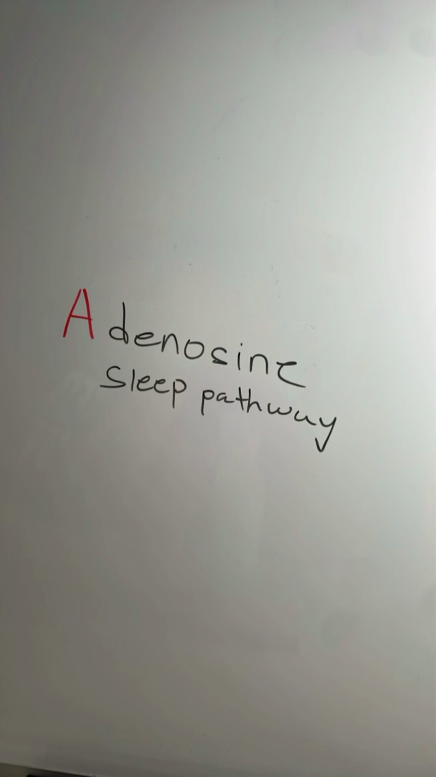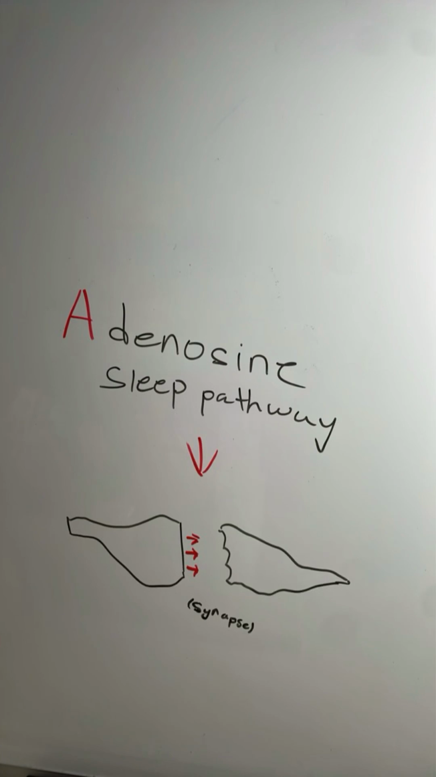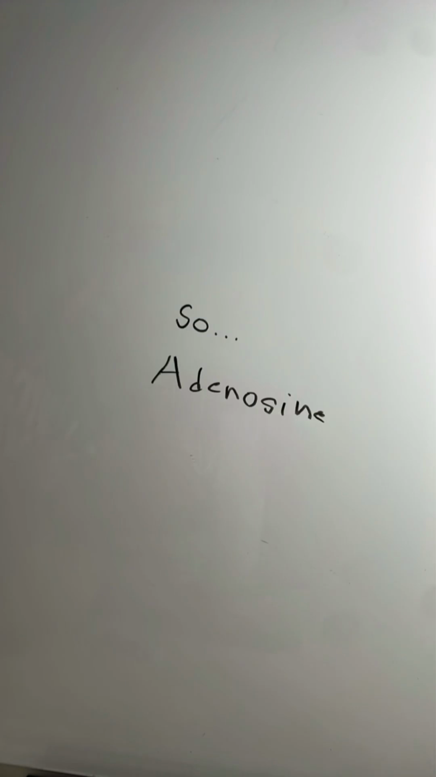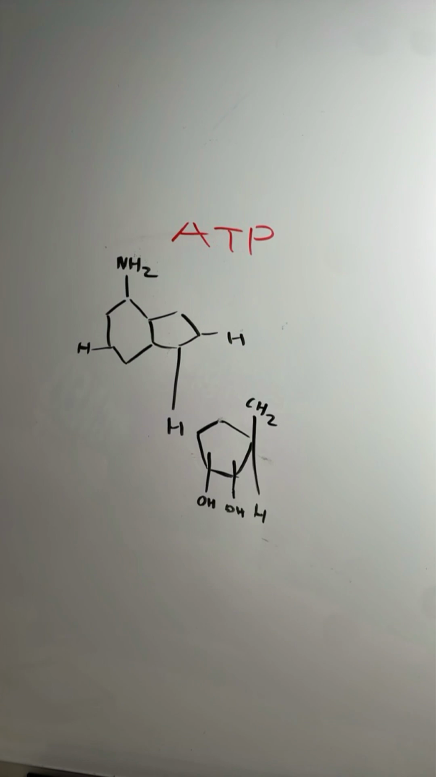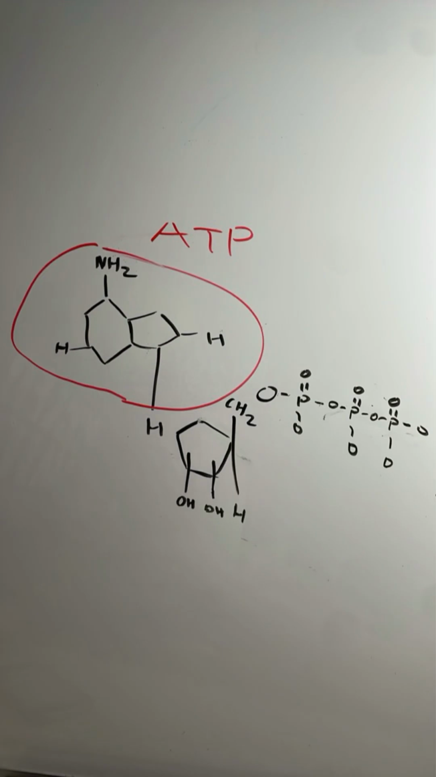The adenosine sleep pathway is a form of cellular synaptic communication. It involves the neurotransmission of adenosine. This happens at junctions between neurons called synapses. So, what's adenosine? Well, in the case of this pathway, it's a neurotransmitter, which is a type of ligand. It comes from the decomposition of ATP, which is broken down throughout the day to be used as energy. As the day progresses, more energy is used. Therefore, adenosine builds up.